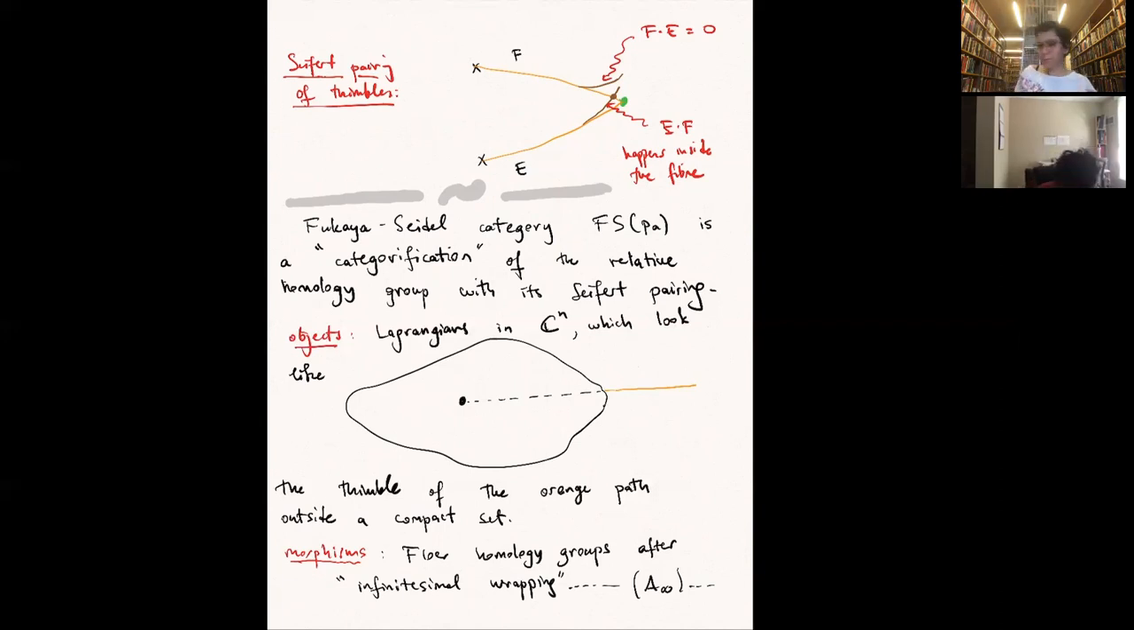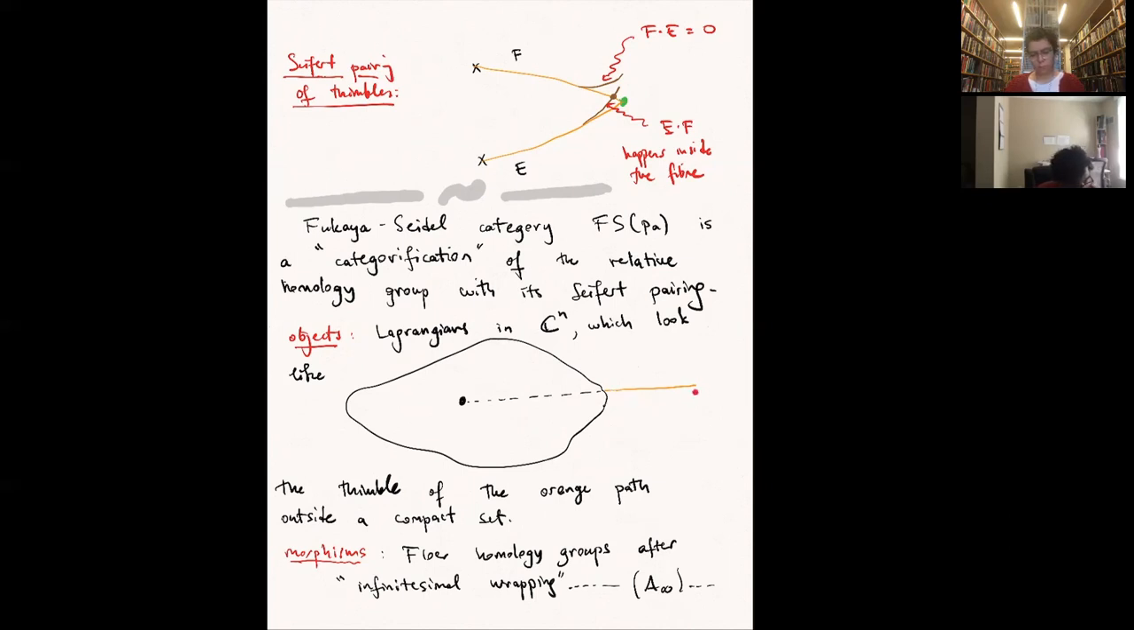Okay, so the objects of this category are actually Lagrangians now. And these are Lagrangians in the total space. So I'm again restricting to this PA story. They're supposed to be Lagrangians that look like a thimble of this orange path. So it's not really a thimble, but just the Lagrangian living over this orange path. You take the union of the vanishing cycles of each point on this orange path. So it's supposed to look like that at infinity, and inside a compact set, it can be whatever it wants to be. Again, there are different flavors of this, but this captures what it's trying to do.